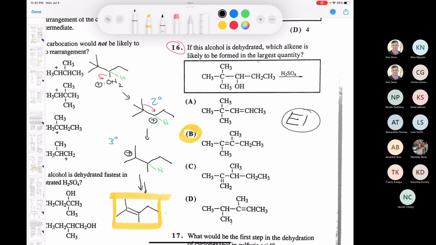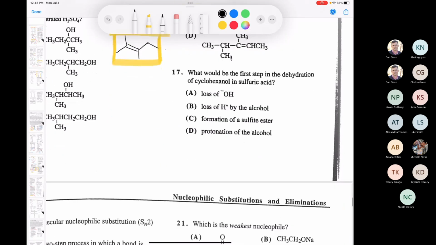It's so cheap. You just take an alcohol and you heat it up with a strong acid. It doesn't get much less expensive than that in organic chemistry. Let's try question 17. So next one.